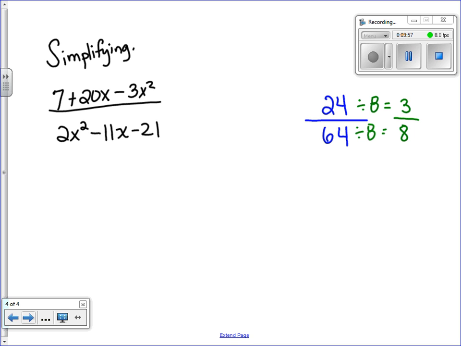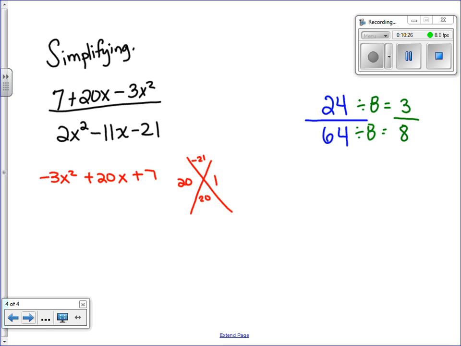Alright, so factoring the top, let's rewrite it. It doesn't have to be rewritten, but I know a lot of you really want to see it in this order, so that's how we'll look at it, okay? You can look at it the other way. So can you think of two numbers that when multiplied equal a negative 21, but when added equal a positive 20?